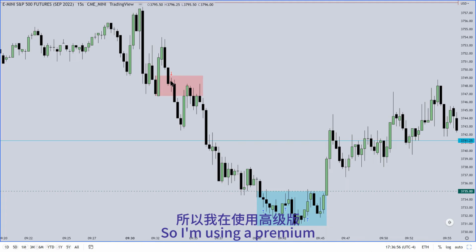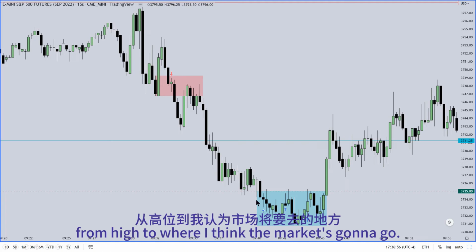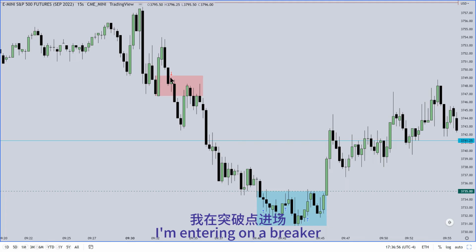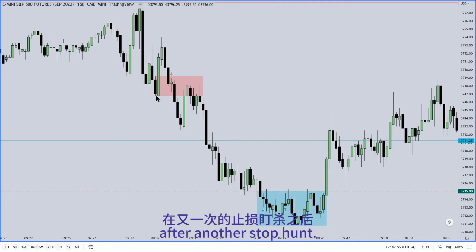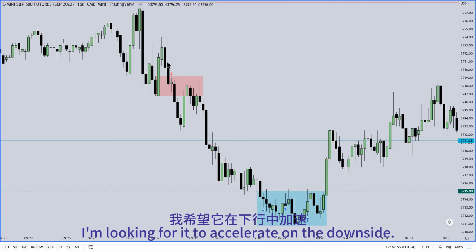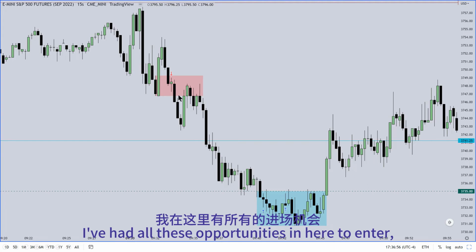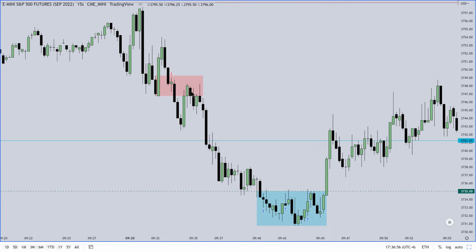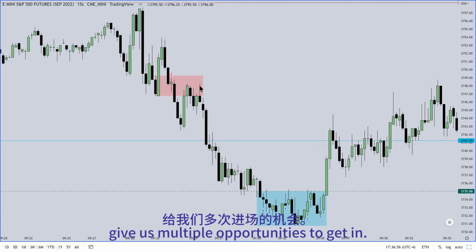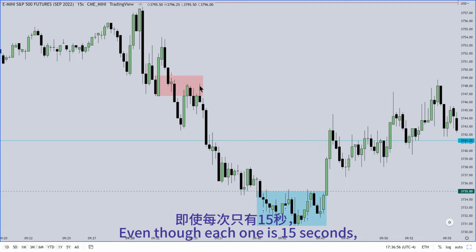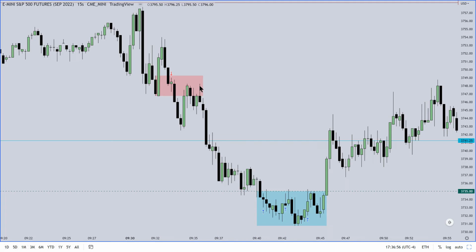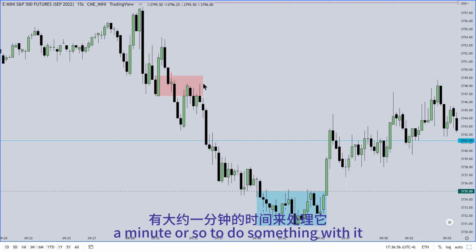So I'm using a premium from high to where I think the market's going to go. I'm entering on a breaker after the Judas swing, after another stop hunt. So there's 2 stop hunts. I'm looking for it to accelerate on the downside. Even if I would not have entered here, I've had all these opportunities in here to enter. Extended that breaker out. So this candle here, this down close candle, extended out in time, gave us multiple opportunities to get in. Even though each one's 15 seconds, it's still a minute or so to do something with it around that price level.